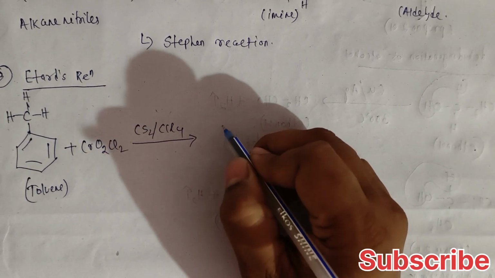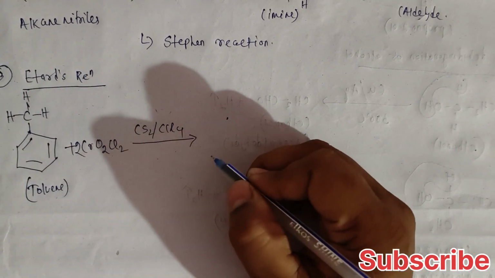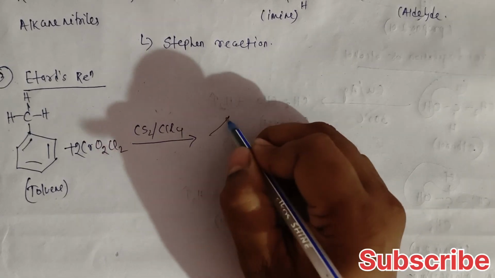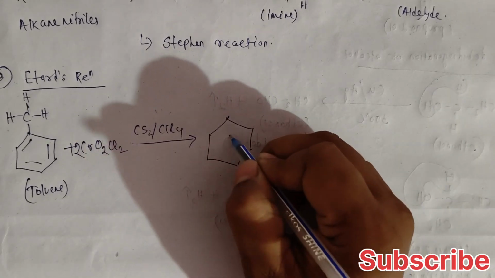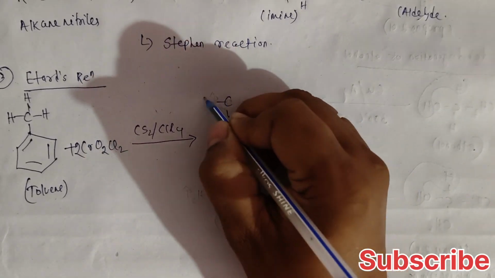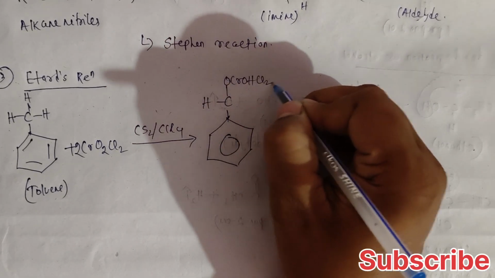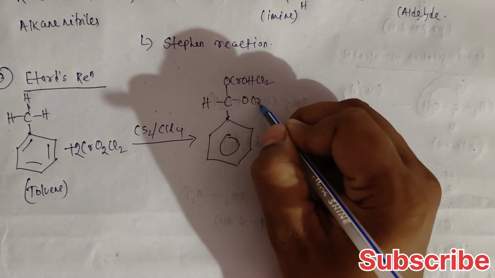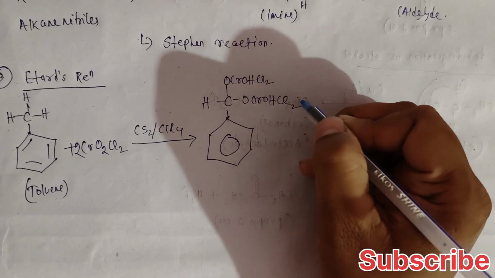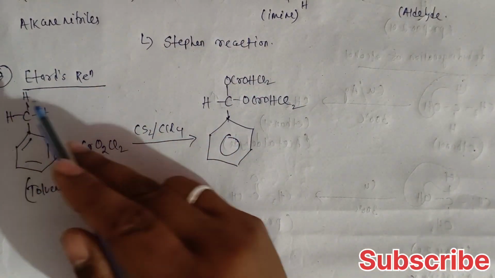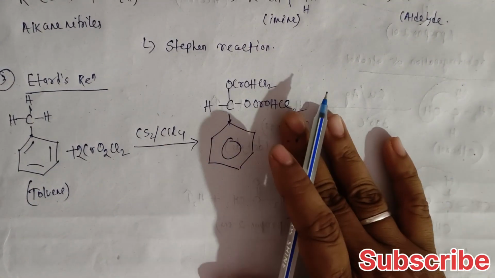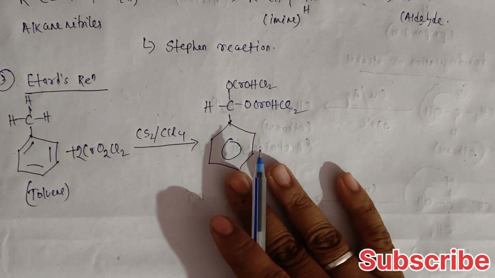two molecules of CrO2Cl2 will be added to this compound, and what will happen? One H will remain, and one OCrOHCl2 will be attached to each of the other H's. If you want the total mechanism of this reaction, you can follow my mechanism part.